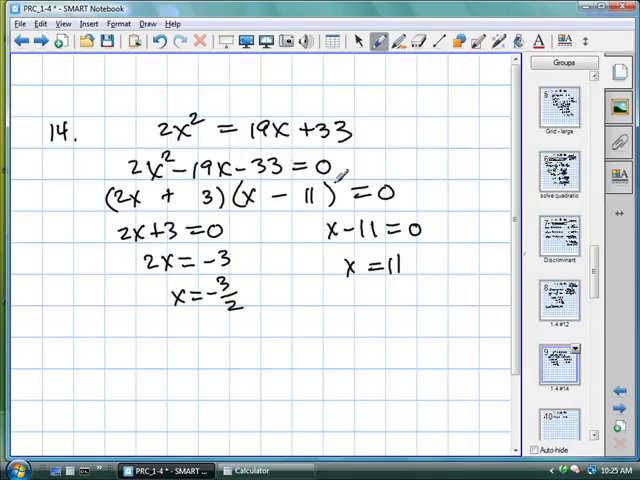So B squared is negative 19 squared, minus 4 times A times C. You know what? I don't even have to calculate that. Here's why. What happens when you square a negative 19? You get a positive, obviously a big number.